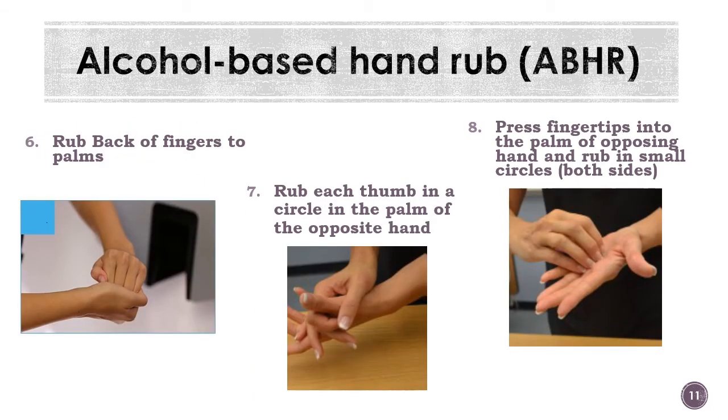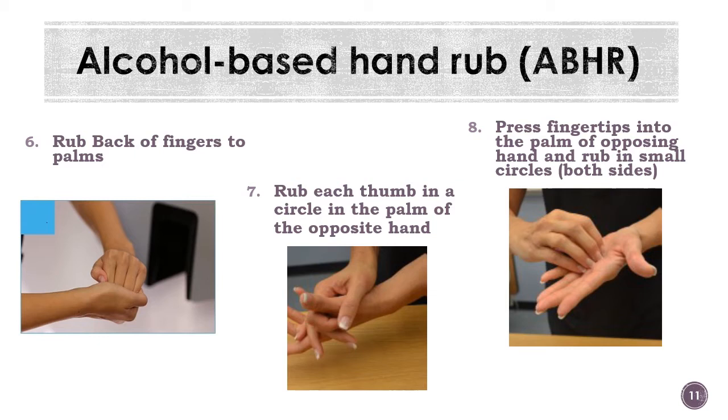So next is step 6, which involves rubbing the back of the fingers into the palm of the opposite hand. And we do this towards the body and away from the body. And then we repeat it with the other fingers into the other palm. Then step 7 is to grab the thumb with the opposite hand, and we're going to rotate in a circular motion to clean the entire area of the thumb. This is then repeated on the other hand.